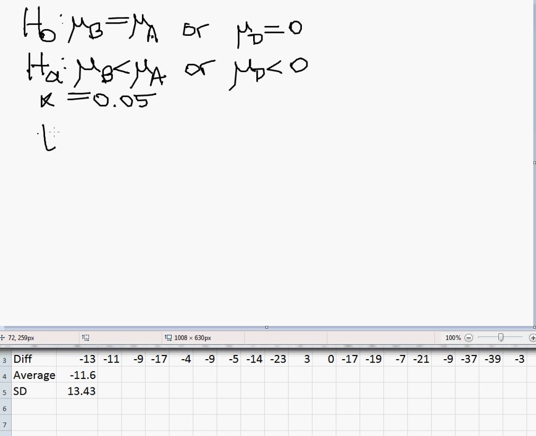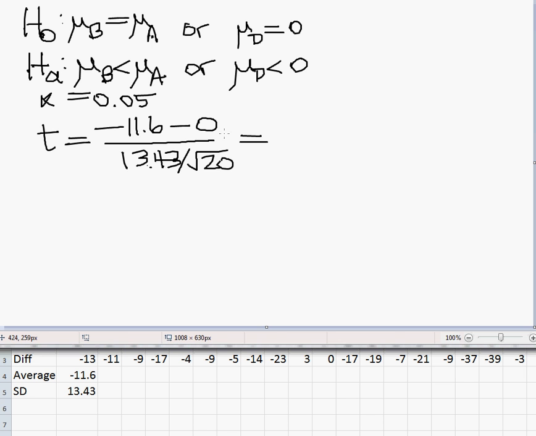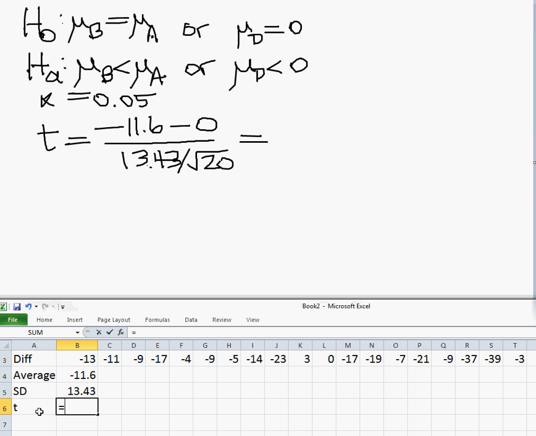And in this case, our t statistic will be equal to negative 11.6, the average difference, the observed difference, minus the expected difference, divided by the standard error for the difference, so 13.43 divided by the square root of 20. So that gives us a t-value of B4 minus 0 over the standard deviation divided by the square root of 20, for a t-value of negative 3.862.